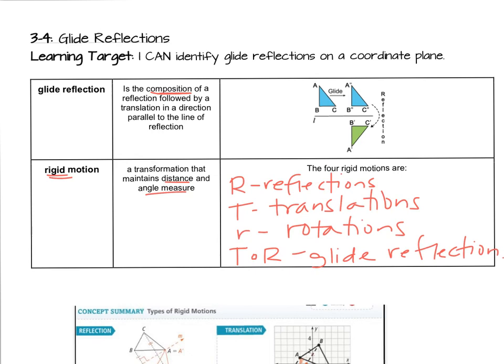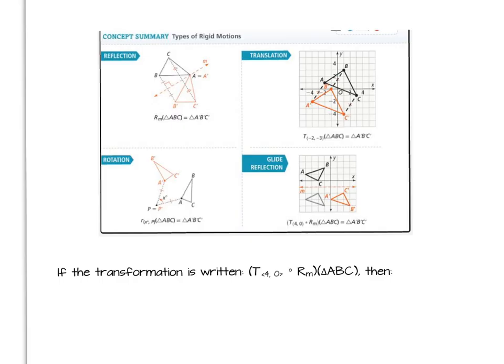All 4 types of transformation preserve size and angle measures. Just a brief review of the 4 types of rigid motions. We have reflection, translation, rotation, and glide reflection. But let's focus more specifically on the notation of that glide reflection on the bottom right. Do you see how we've got this notation right here before the preimage triangle ABC? Well, I have that written down below. It says capital T 4, 0, and then that open circle again, and then capital RM.